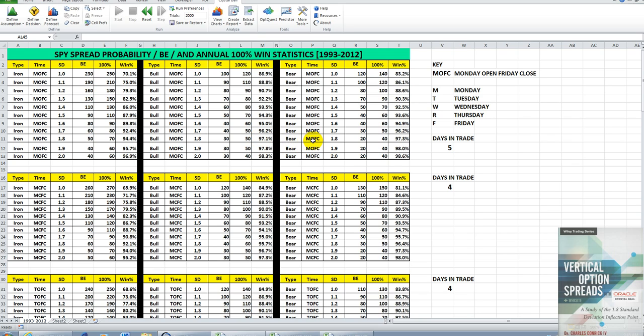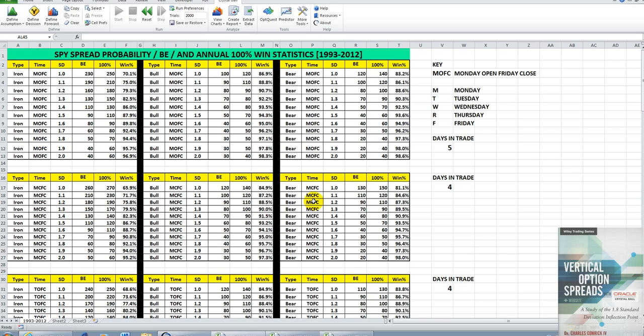Now that's something each trader has to judge for himself or herself. And then on the call side, with a Monday open, Friday close at 1.8, you can see you've also got a 97% chance of winning with a slightly lesser break even and 100% win rate. The MCFC means Monday close, Friday close.